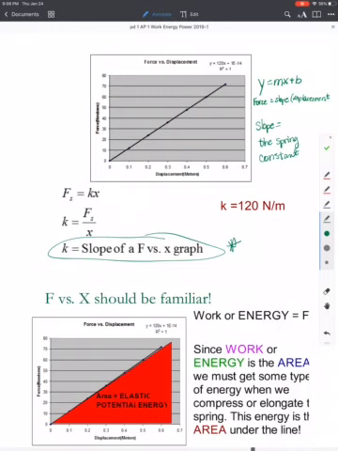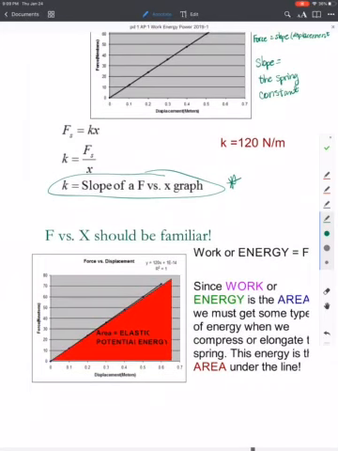For this one right here, it just happens to be 120, and if I look at my best fit line equation up top, the slope in front of x is 120 newtons per meter, which would be the spring constant, or how stretchy my spring is. The final thing we are going to look at is what the area now tells us. Our slope told us the spring constant. Our area still tells us the work or energy done.